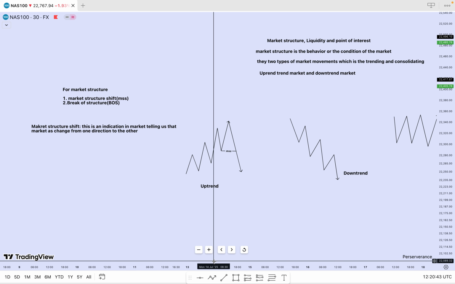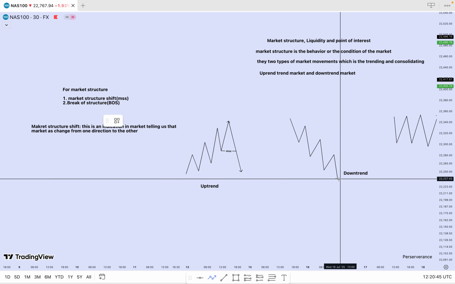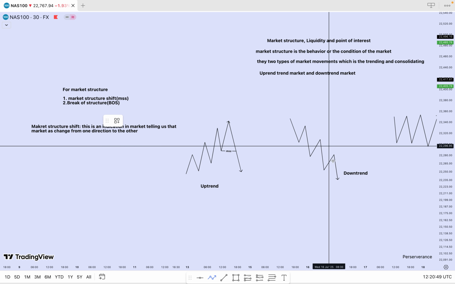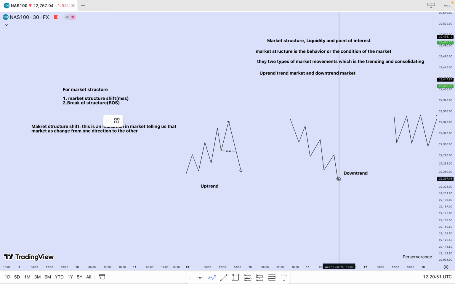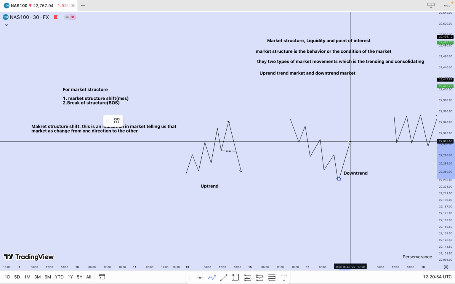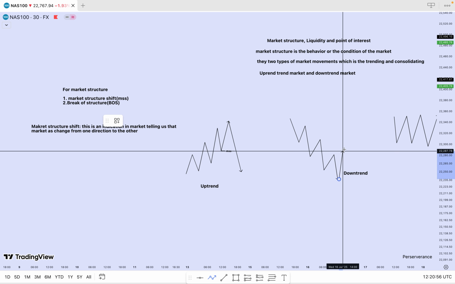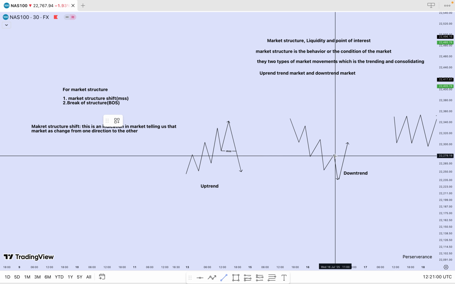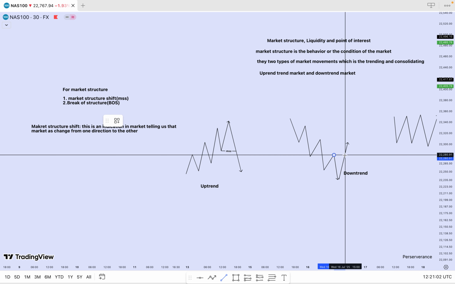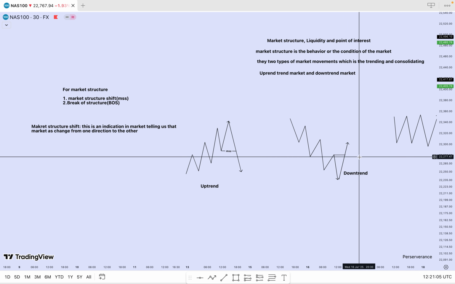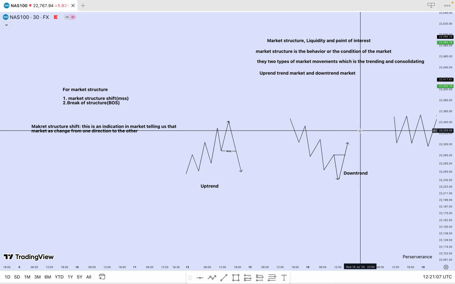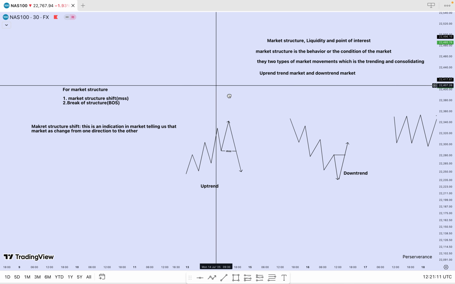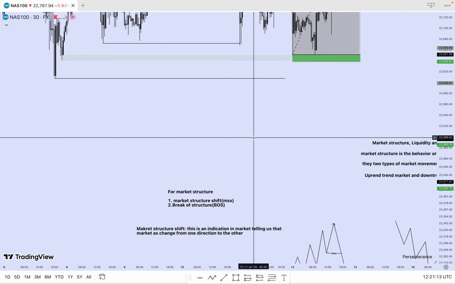The same goes for the selling market. If you are in a downtrend and then price actually traded above the previous high, this signals a market structure shift. So if you were looking for a sell position before, you will now be looking for a buy position. So let me show you an example of the market structure shift in the chart.